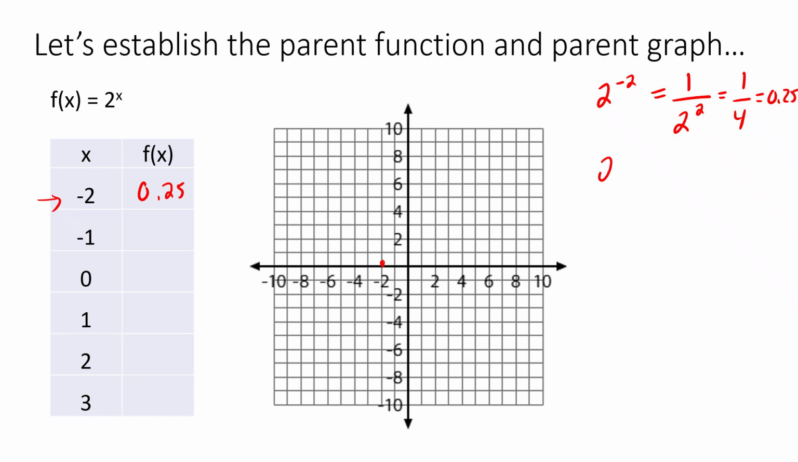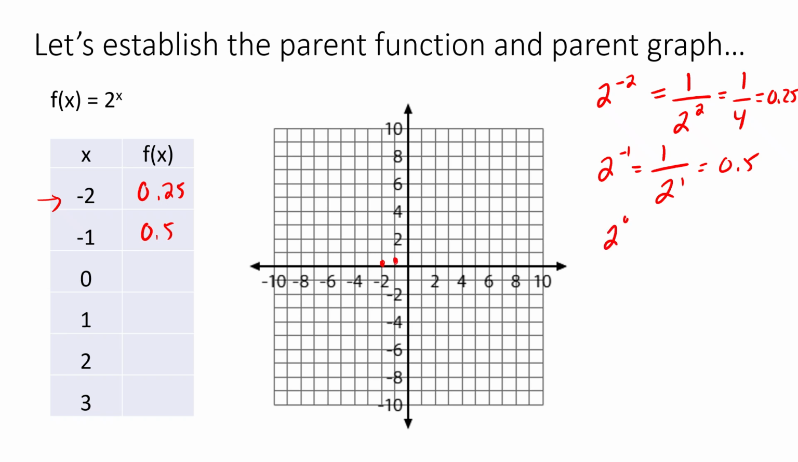Doing the next one, we have 2 to the negative first, which would be 1 over 2 to the first power, or just 1/2. And so that's 0.5. So I go left 1, and I'm going to go up halfway.